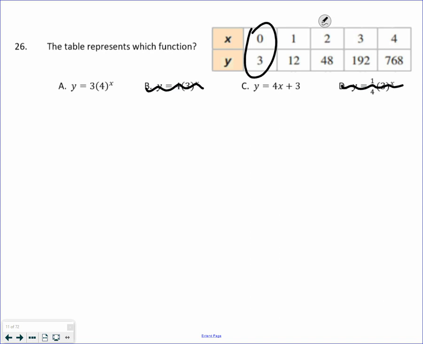Let's plug in the next point. Plug 1 in for x. Well, in the first one, you plug 1 in for x, you get 12. In the C, you plug 1 in for x, you get 7. So the answer to the question, the function that represents this particular table is A.